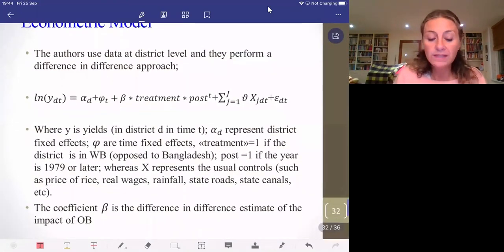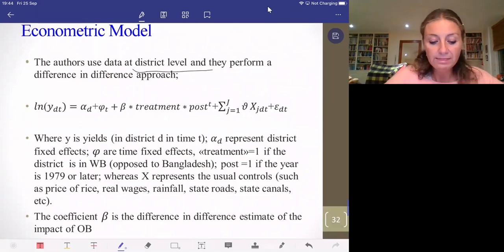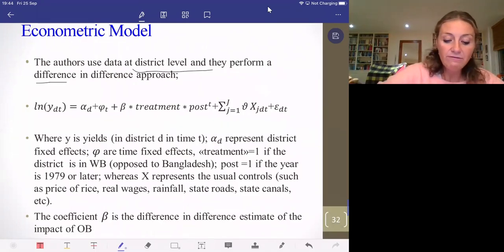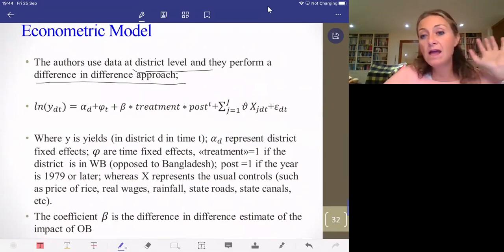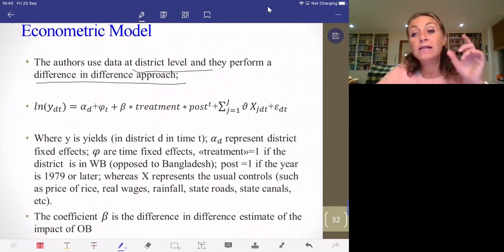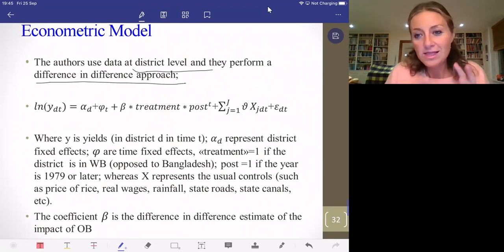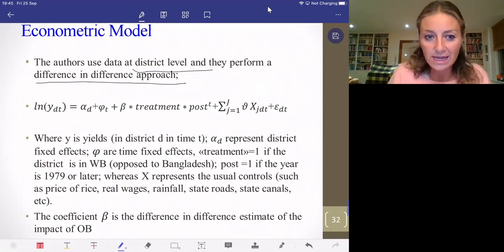So what is this model that they estimate? The authors used data at district level, and they perform, as we just said, a diff and diff approach. So exactly as we saw for the Shaban paper, they're going to check the difference between the key variable obtained in West Bengal and the key variable obtained in Bangladesh, and see whether the difference between these two is actually significantly different from zero. In very few words, this is the intuition behind this econometric technique.